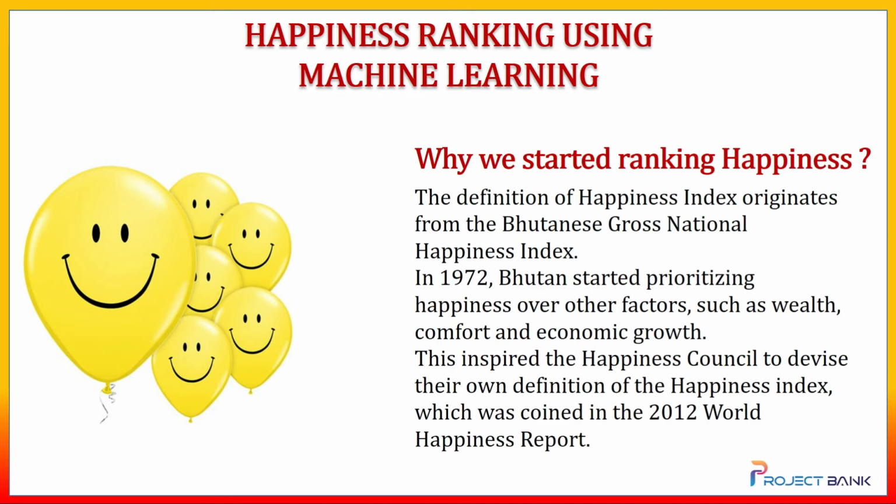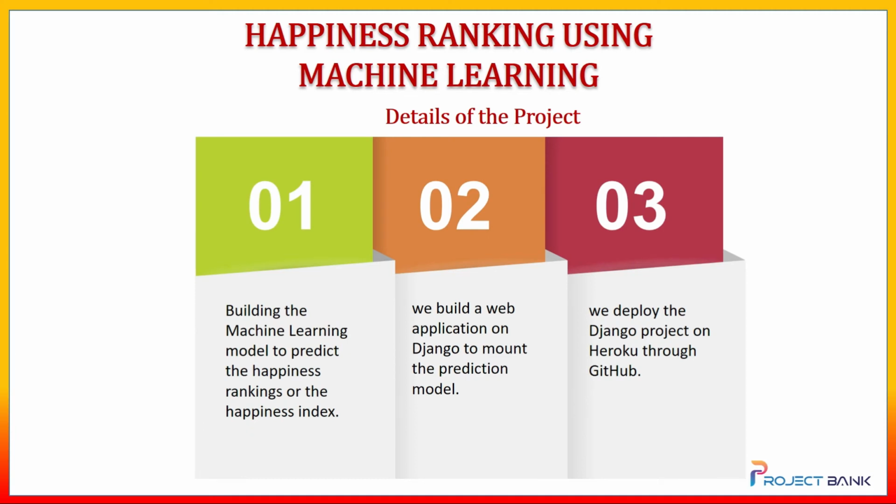The definition of happiness index originates from the Gross National Happiness Index. It may surprise you, but in 1972, Bhutan started prioritizing happiness over other factors, such as wealth, comfort, and economic growth. This inspired the Happiness Council to define their own definition of the happiness index, which was coined in the 2012 World Happiness Report.